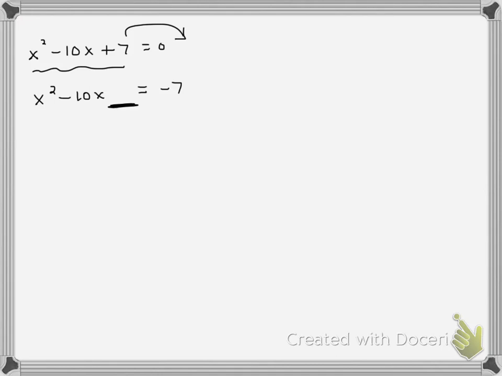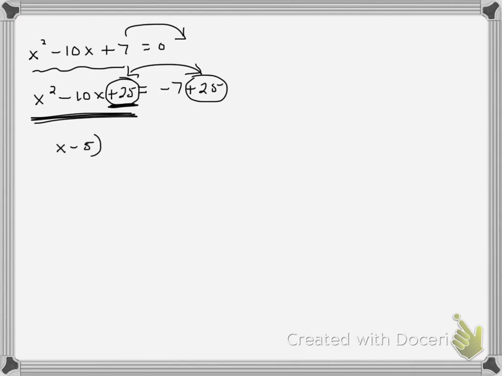What third term would I need? Half of 10 is 5. 5 squared is 25. So if I add 25 to the left side of the equation, I would want to add 25 to the right side of the equation. Make sure you keep it in balance. So I can rewrite now that this is a perfect square trinomial. I'll rewrite that as x minus 5 squared. I'll simplify the right side. 25 minus 7 is 18.